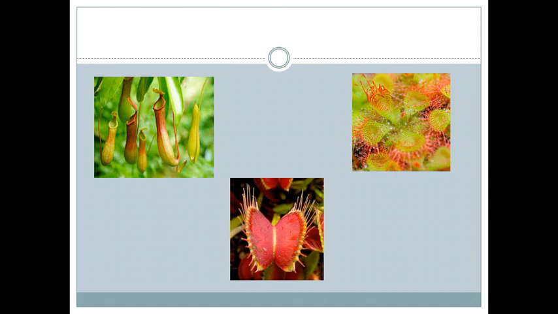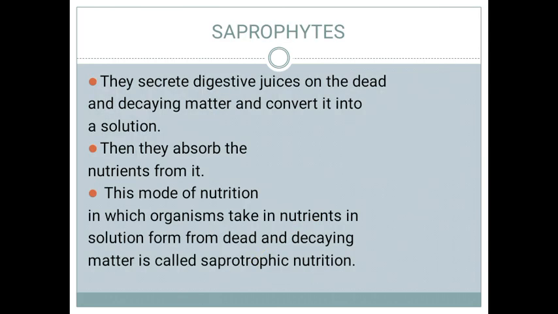In this picture you can see the first one is a pitcher plant, the second one is sundew plant, and the third one is Venus flytrap. And another mode of nutrition that we are going to discuss in detail is saprophytes. Saprophytes are those plants which live on dead and decaying matter and derive nutrients from that.